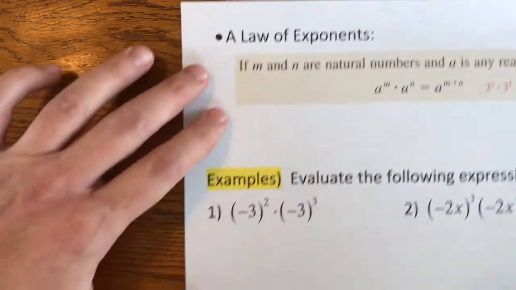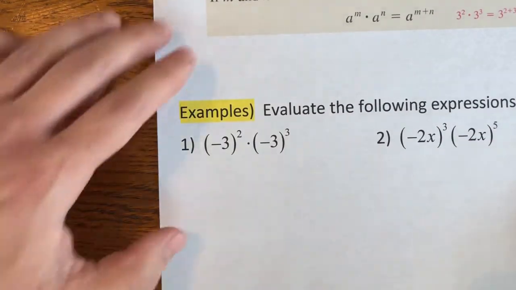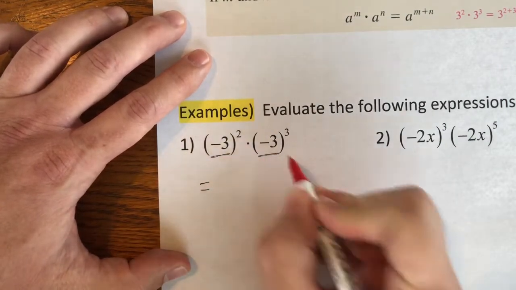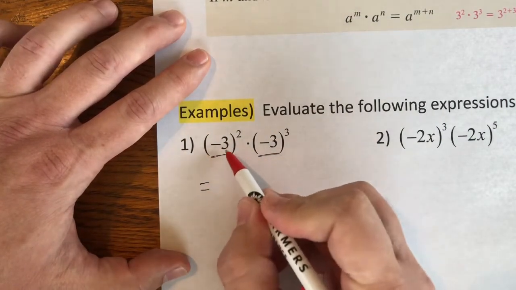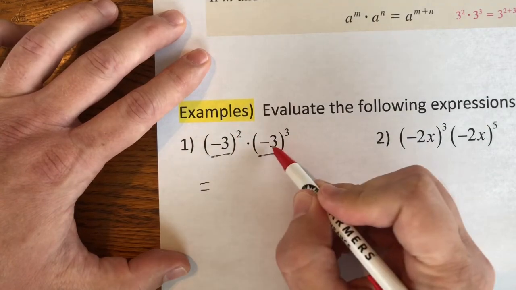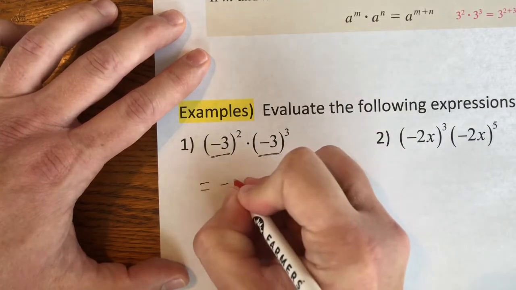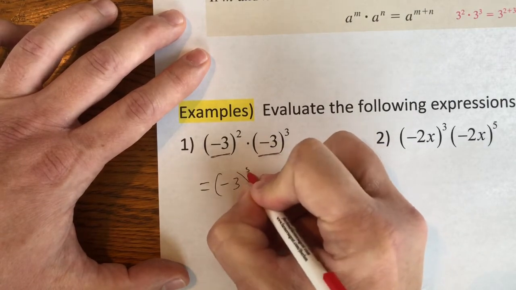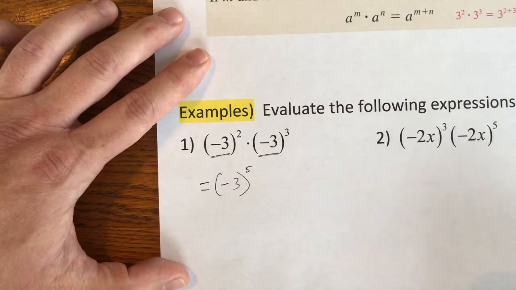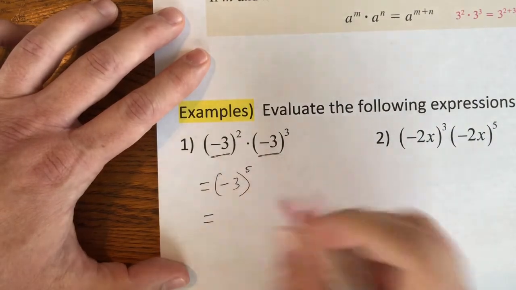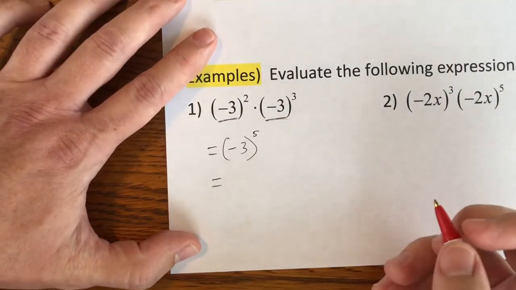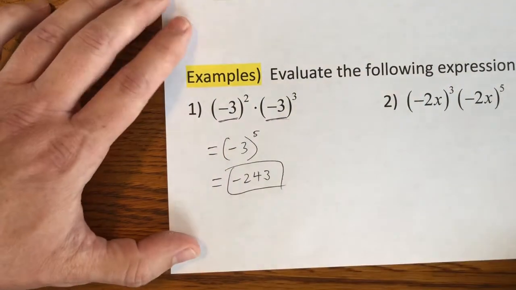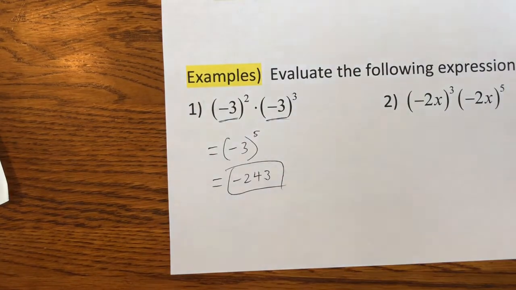All right, so let's take a look at example number 1. In this case, you have like bases being multiplied together. This one's being raised to the 2nd power. This one's being raised to the 3rd power. So following that law of exponents, you'd get the quantity of -3 to the 5th power. Again, it's all numerical, so if you like, you can use your handy-dandy TI-84 and simplify this completely to get -243.